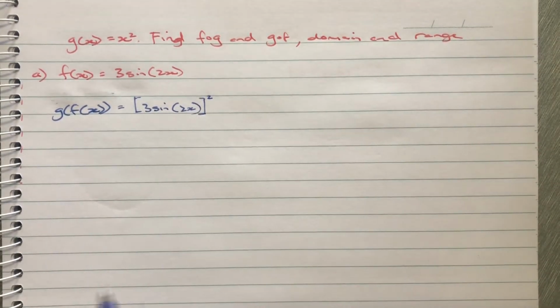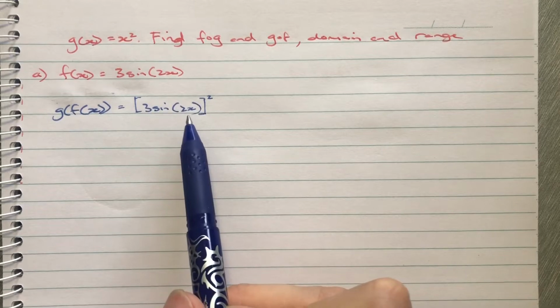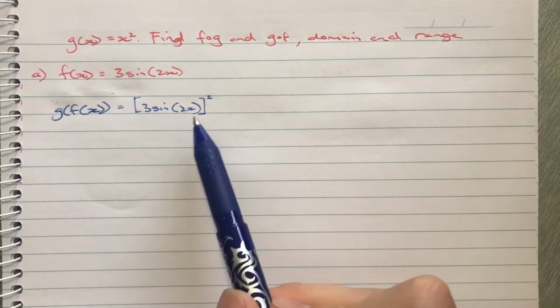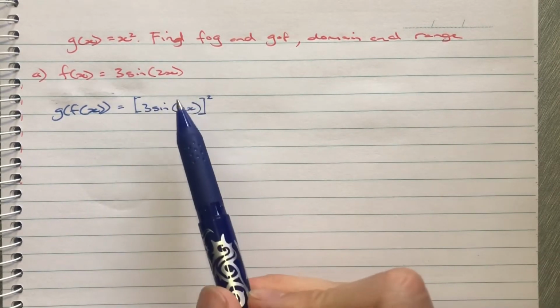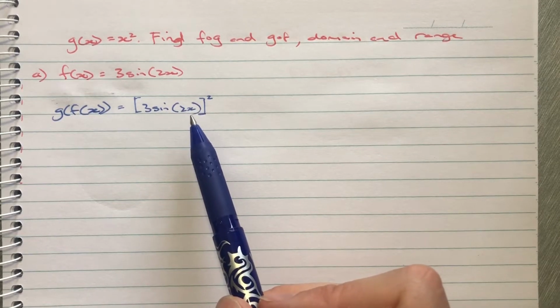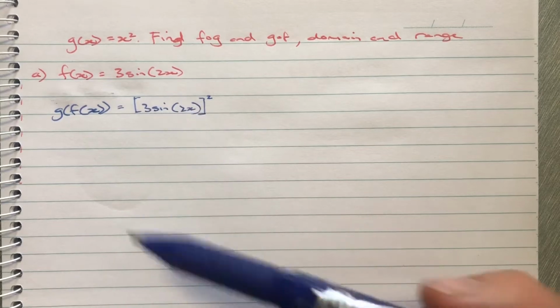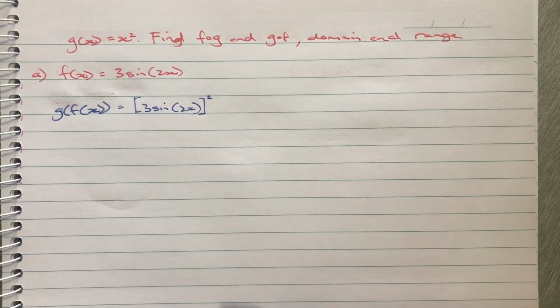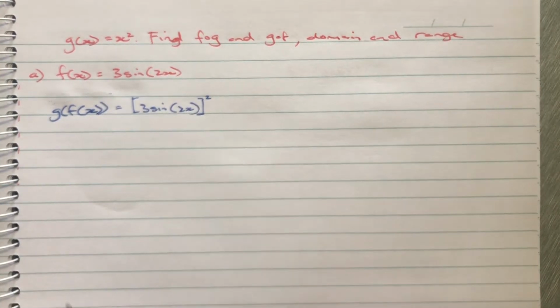And that's all squared. Now you might look at this and be like, how the hell am I going to be able to find the domain and range? I don't even know what this looks like. Now you don't really need to know what these look like to be able to find their domain and range. So I'll show you that with this one and the next one as well. So don't stress too much about that.